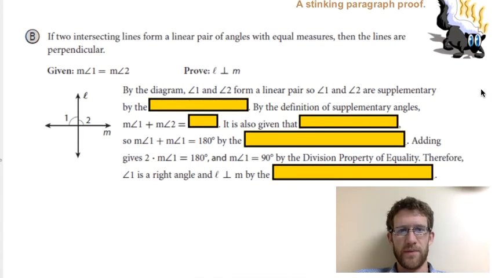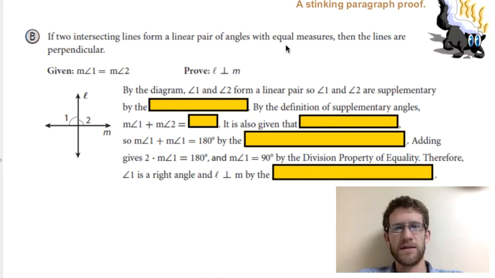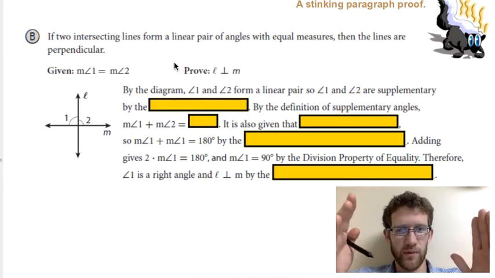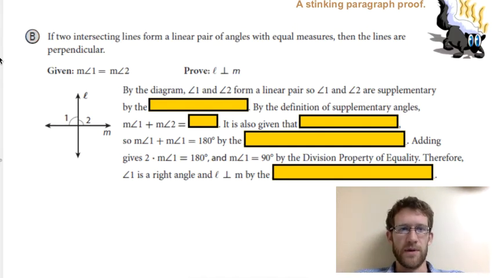Here's another one. These paragraph proofs, you can think of them more as a plan for a proof or just an explanation of the reasoning. I am not going to require paragraph proofs. I like the 2-column format because it's very clear what are the statements, what are the reasons. But here's a paragraph proof. We'll go through this one.